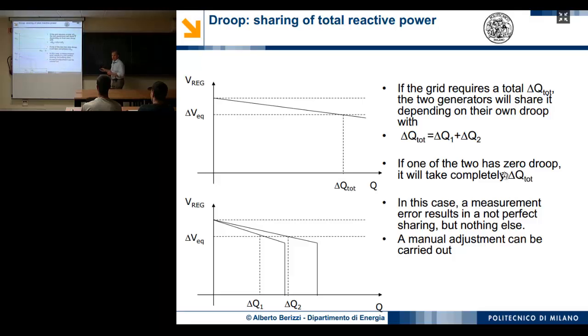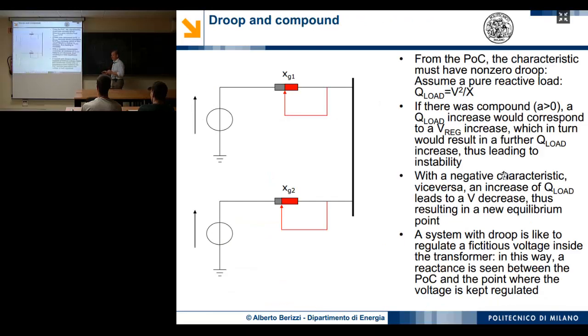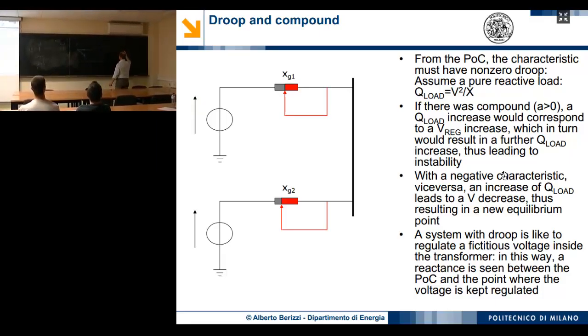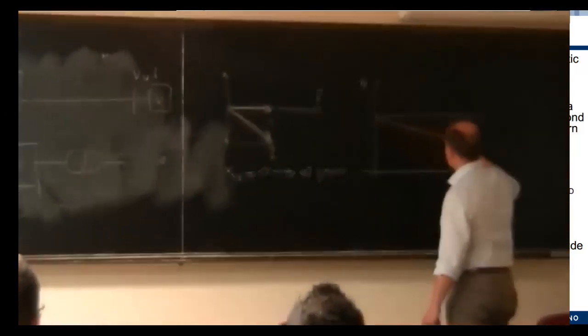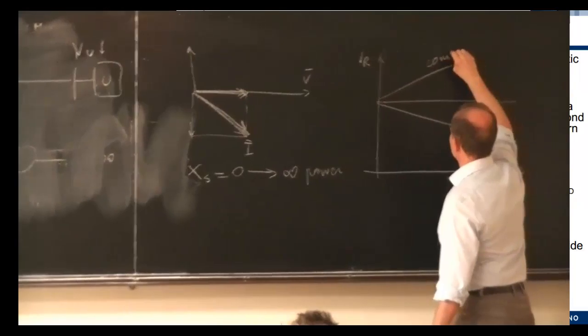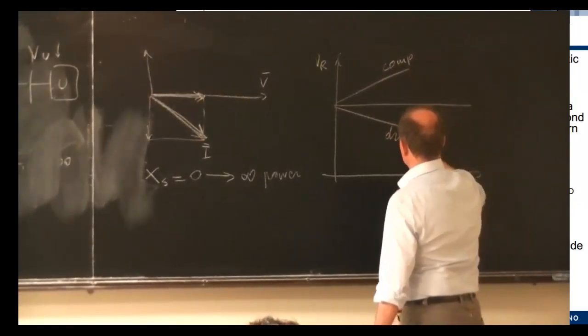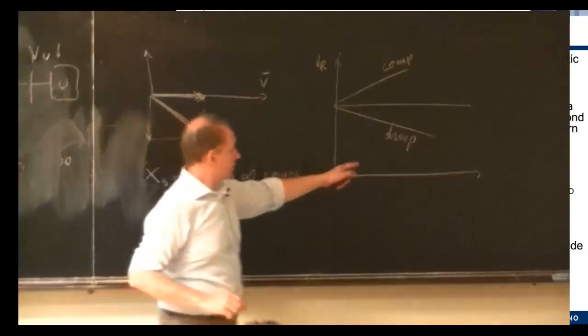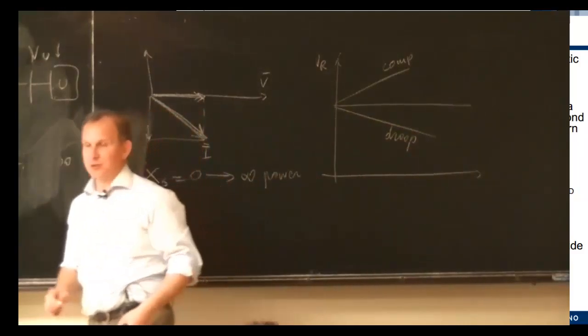I assume you know how to manage these characteristics. I may make a lot of assumptions. The compound, sorry, this is the Droop. The Droop is the opposite of the compound. The Droop, if you remember, is this characteristic. Here I have the set point of the voltage. This is Droop equal to 0. This is Droop and this is the compound. Okay? So this means that as the loading increases, your set point is decreased. Should be completely useless.